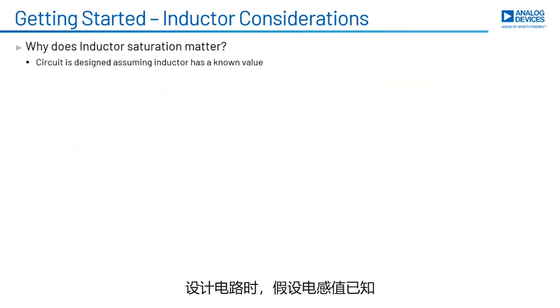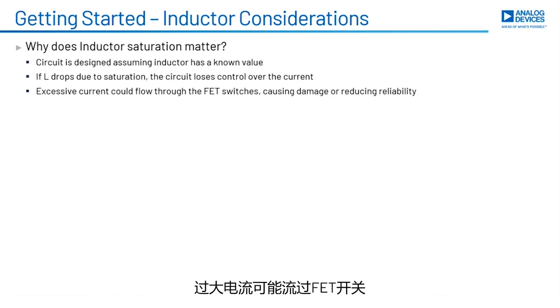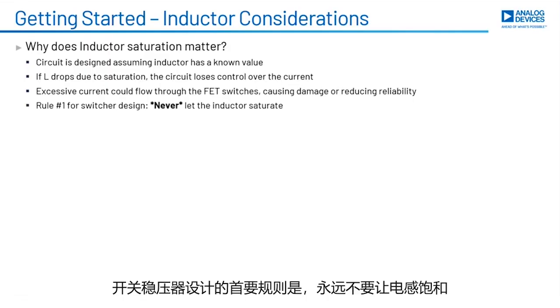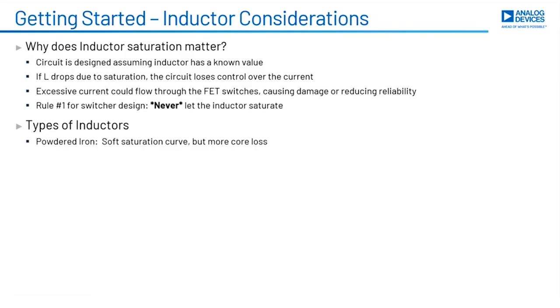So the circuit is designed assuming a known inductor value. If L drops, the circuit can lose control, and the excessive current could flow through the FET switches, causing damage or reliability problems. So rule number one for switcher design: never let the inductor saturate. So we have to make sure that we choose an inductor with an appropriate saturation rating so that doesn't happen. We talked about some of the different types of inductors. The powdered iron ones have a soft saturation curve, but they have higher core loss.